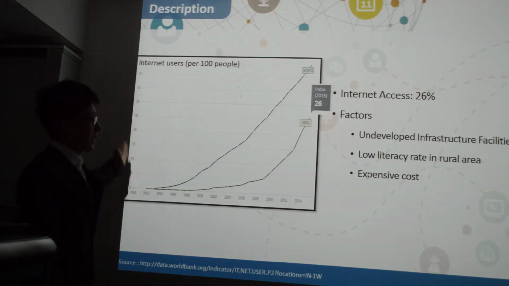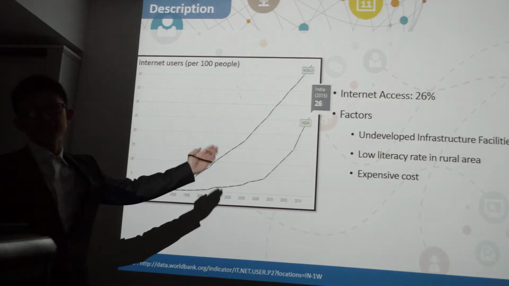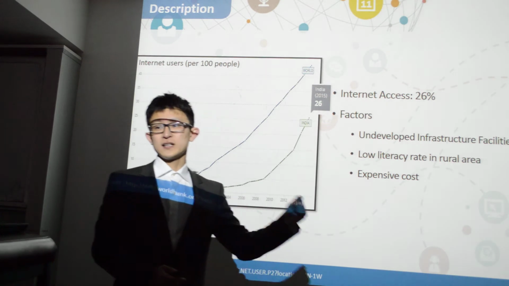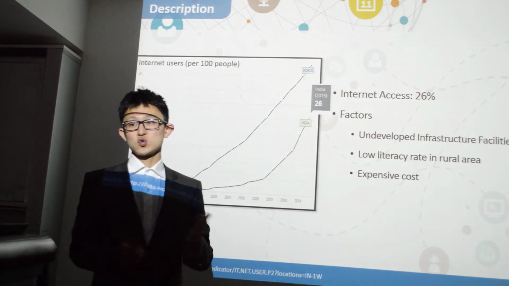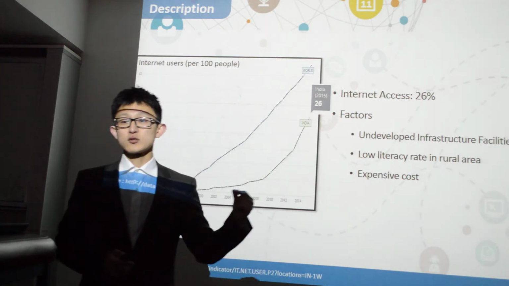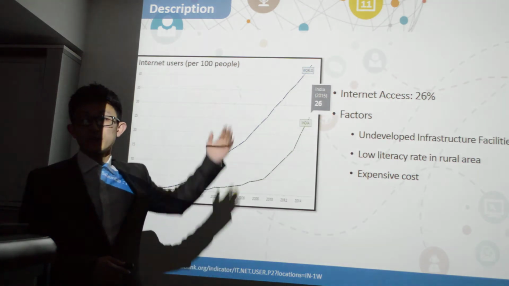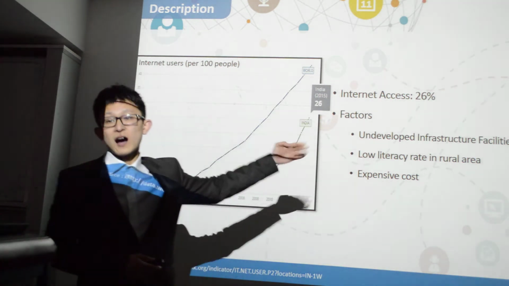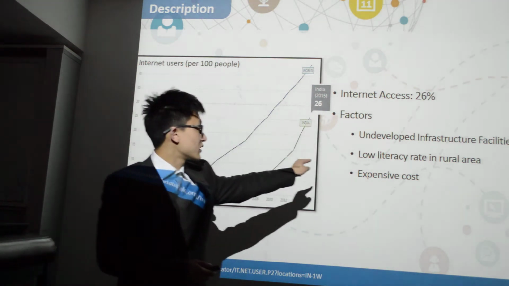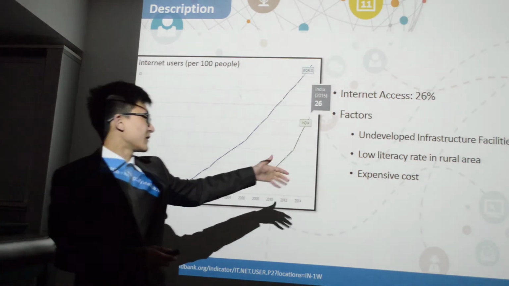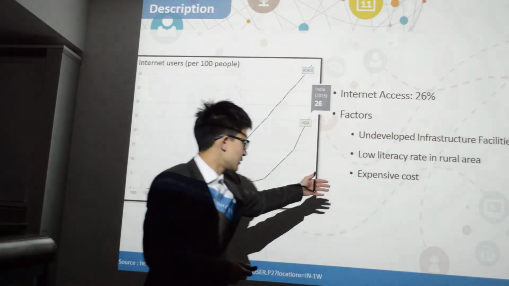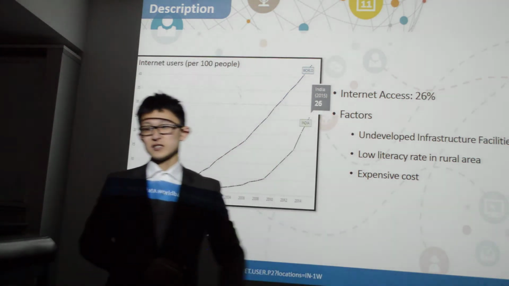Okay, from this graph, we can see that the internet penetration rate in India is about 26%, which is remarkably lower than the average internet penetration rate in the world. The low internet access rate in India is attributed to three main factors. The first one is undeveloped internet facilities in India. The second one is that the literacy rate in the rural area of India is very low. The third one is that the internet in India is very expensive.